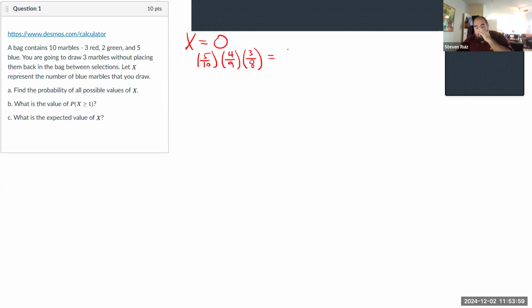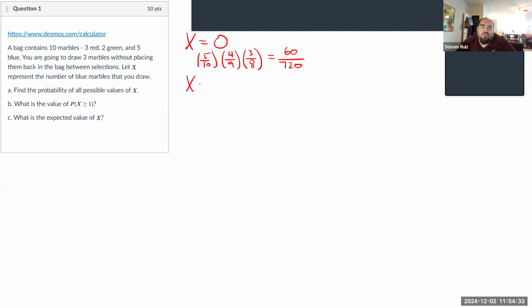So this is my probability of drawing 3 non-blue marbles. So 5 times 4 times 3 is 60 over 720. And for now, I'll leave these all unreduced, and I'll reduce them later if it looks like it's going to be convenient to do so. So that's if I draw no blue marbles, that is the probability there.